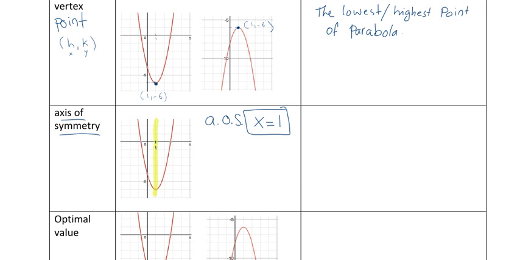Okay? So if you're looking at your vertex here, it is 1 and negative 6. Is there any match between the vertex and the axis of symmetry? What is it? The x value. So that means the axis of symmetry is the same thing as the x value of your vertex. Okay? The axis of symmetry is the same value as the x value of your vertex.